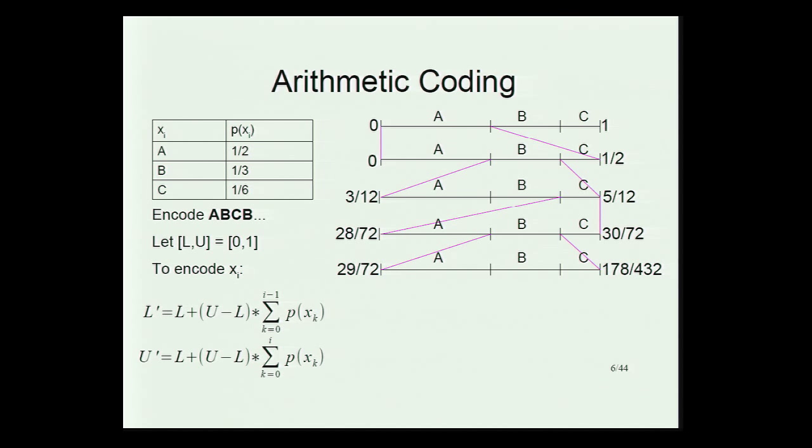After the end, we have to choose any number in this range. Obviously, the best number to choose is the one that has the least number of non-zero digits. This happens to be this number that's between these two. We don't actually need to send a zero, because obviously between 0 and 1, we're going to have a zero point number. So this gives us information of 5 bits to send this A, B, C, B message.